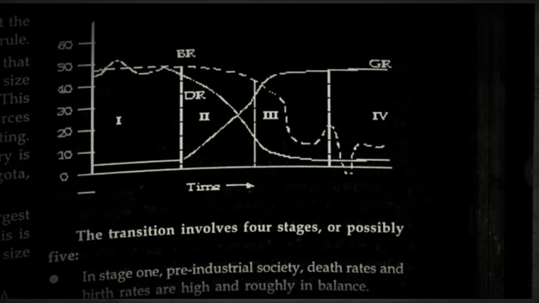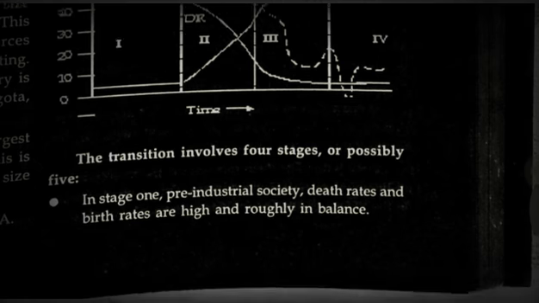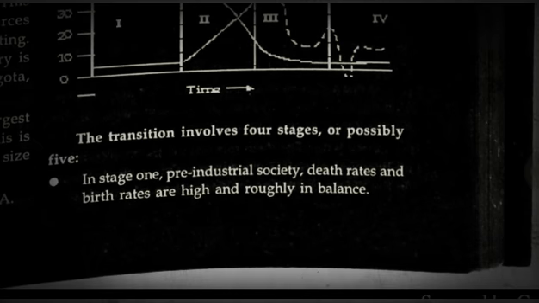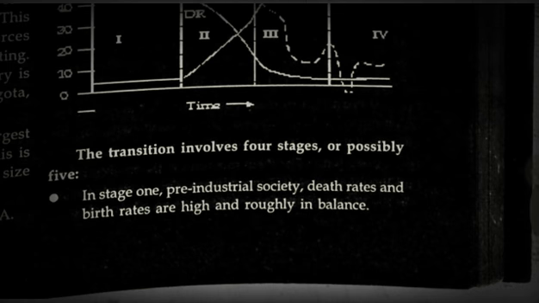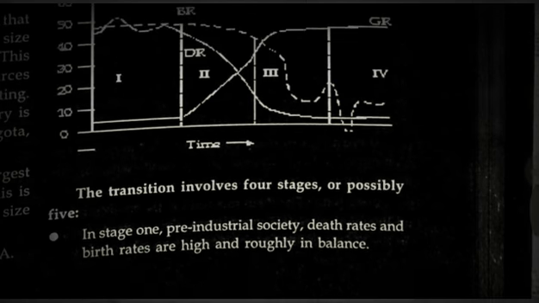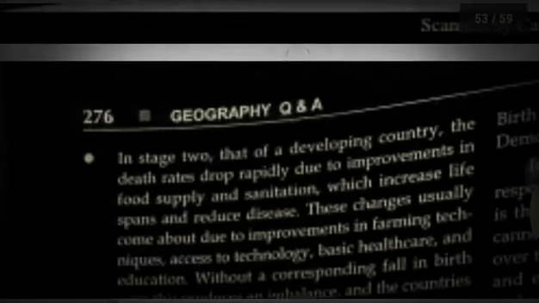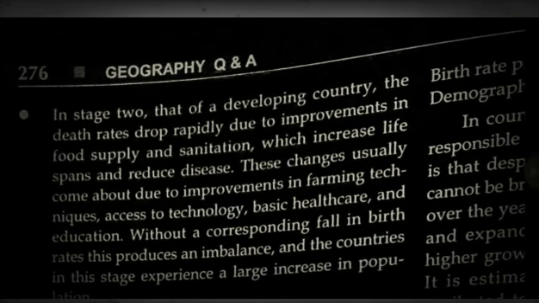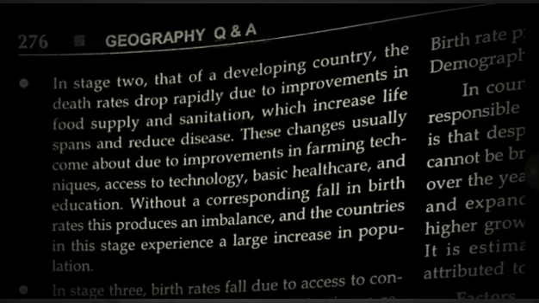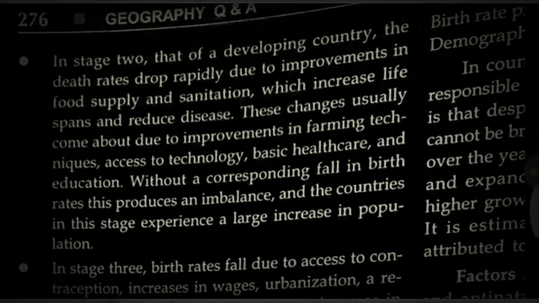So you can see the levels and stages of demographic transition. The transition involves 4 stages or possibly 5. In stage 1, a pre-industrial society, death rates and birth rates are very high and roughly in balance. In stage 2, that of the developing country, the death rate drops rapidly due to improvement of food supply and sanitation, with increased lifespans and reduced disease.